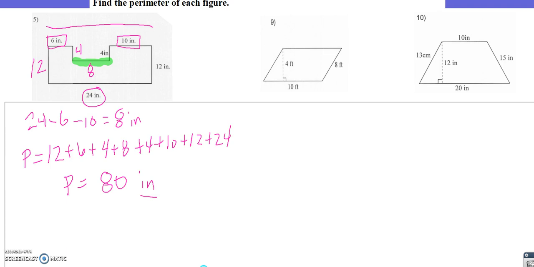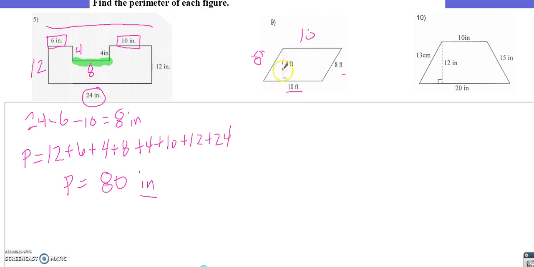For the second one we just have 4 sides, and because we're looking at a parallelogram, if the right side is 8 feet, then we know that the left side is also going to be 8 feet. And if the bottom is 10 feet, we know that the top is going to be 10 feet.